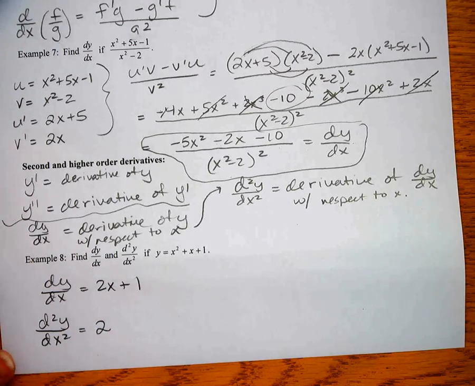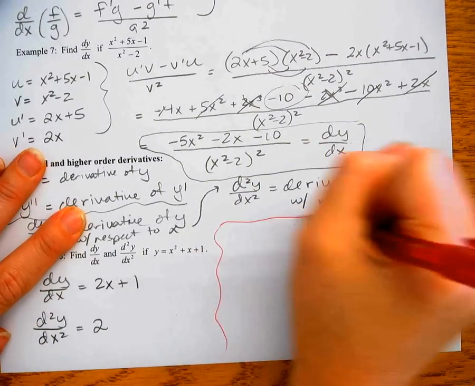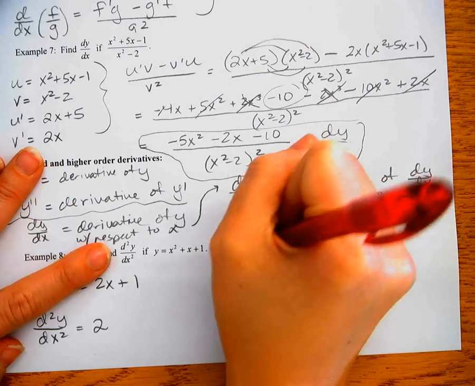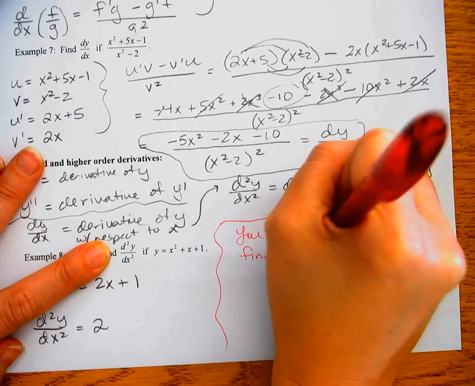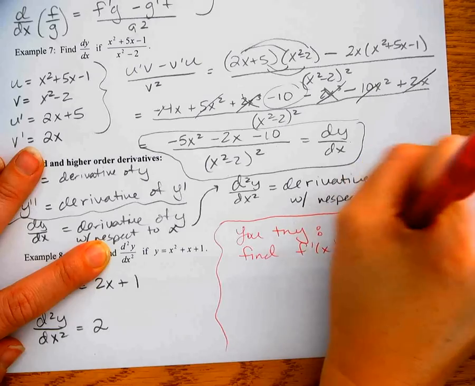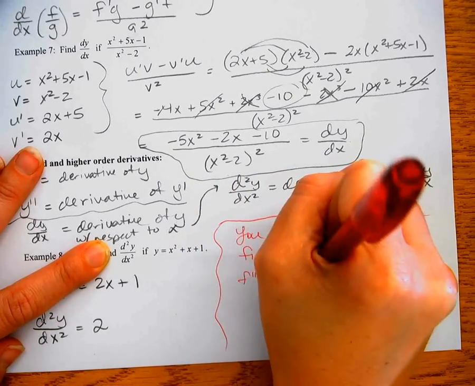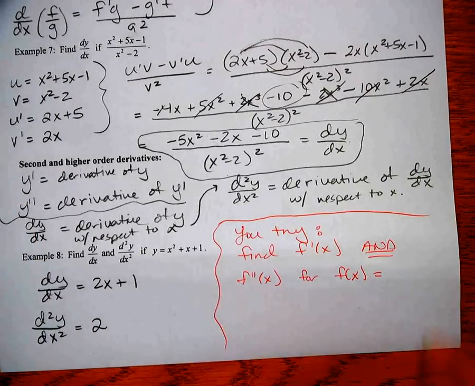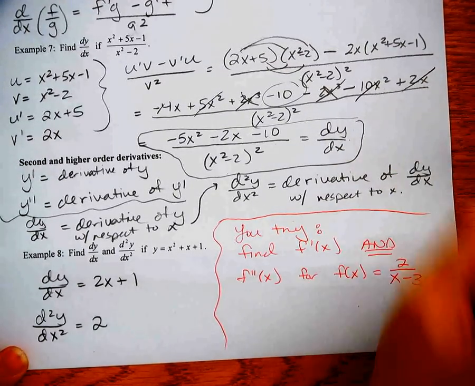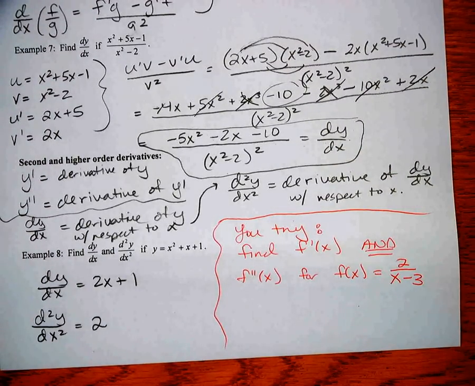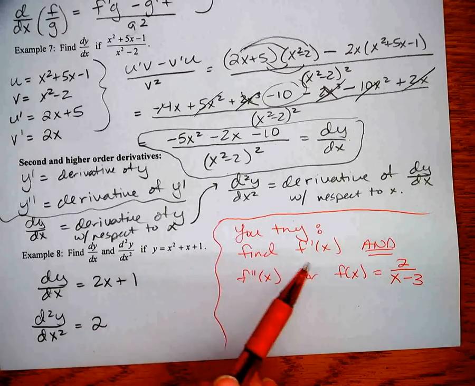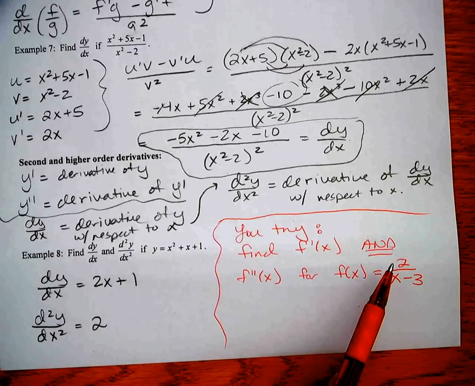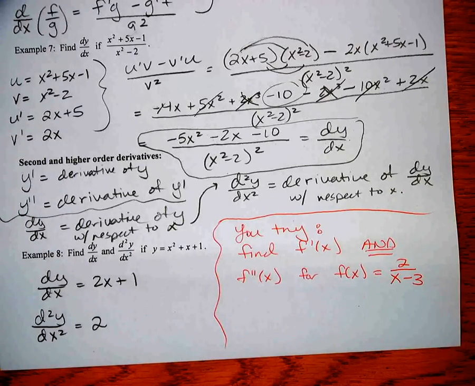Okay, I'd like you to try one right here before we call this quits. Go ahead and try finding both f prime and f double prime for this function, which would require the quotient rule. Pause the video here and try finding both the first derivative and the second derivative. Go ahead and try that now. When you come back, I'll give you the answers.